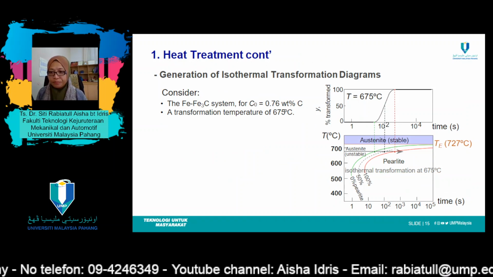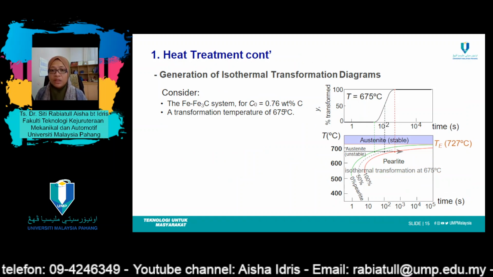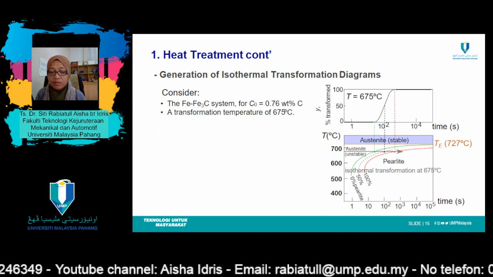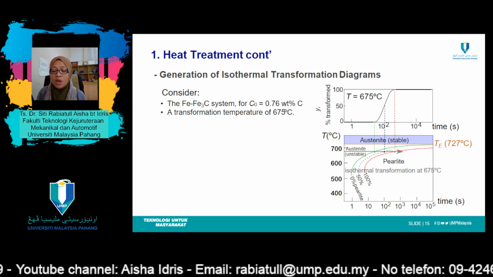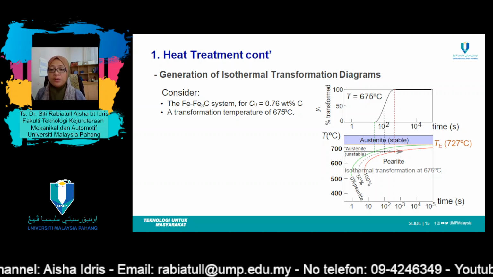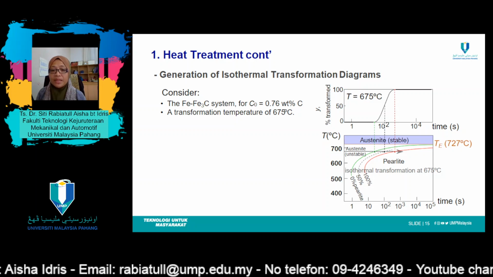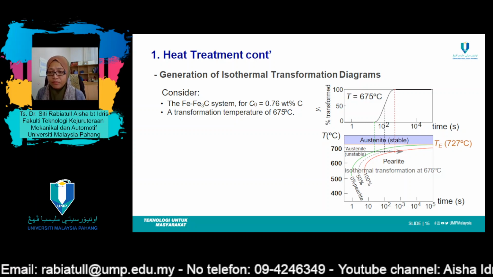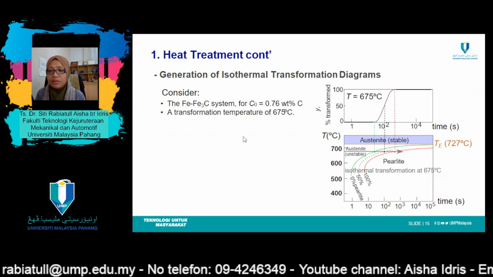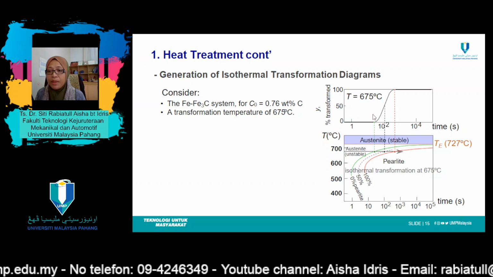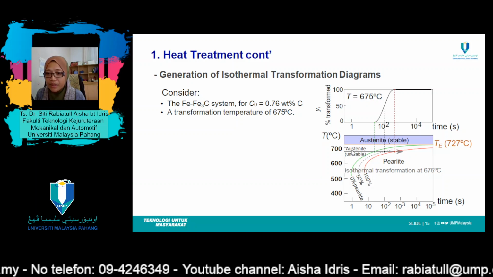So for example, we use the iron carbon steel phase diagram or system, whereby we use C equal to 0.76 weight percent of carbon. If you notice here, the cooling temperature reaching 675°C and maintained at that temperature.